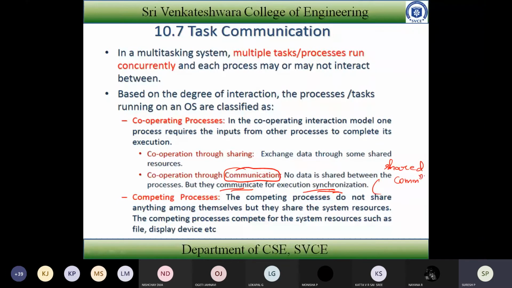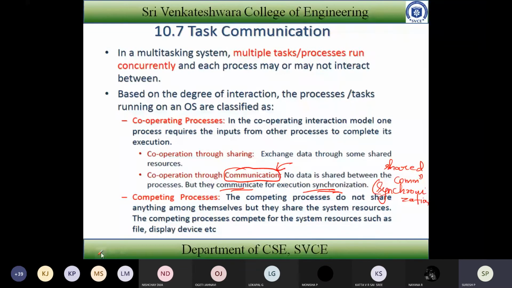What is meant by synchronization? We'll come to know next: how the synchronization will be achieved, why it is required, and what the different types of synchronization mechanisms are. I think you have already read that one; the same thing we are repeating again here. So in cooperation through communication, no data is shared between the processes, but they will communicate through execution synchronization. The next topic is competing processes.